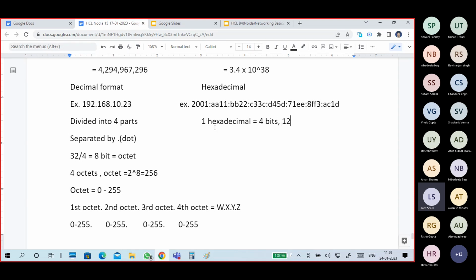We have 128 binary bits. Divided by 4, it comes to 32 hexadecimals. We are getting 32 hexadecimal numbers.